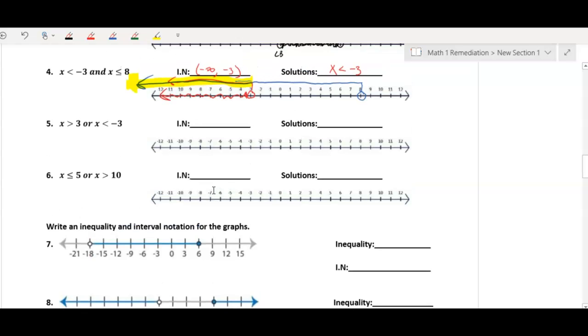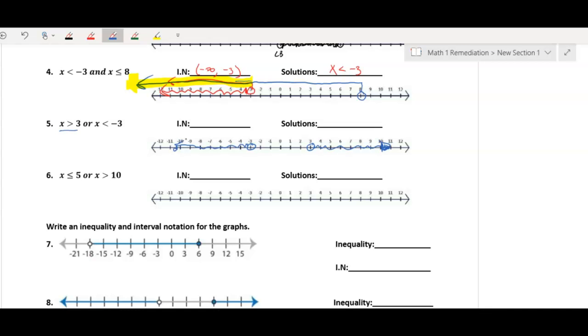Number 5. This is an or statement, right? So I'm going to go ahead and graph this inequality. X is greater than 3, so it's an open circle on 3. Since I'm greater, I'm going to shade right. The next one is an open circle on -3. I'm going to shade left. Now, again, this is how all the or statements will look when I graph them.